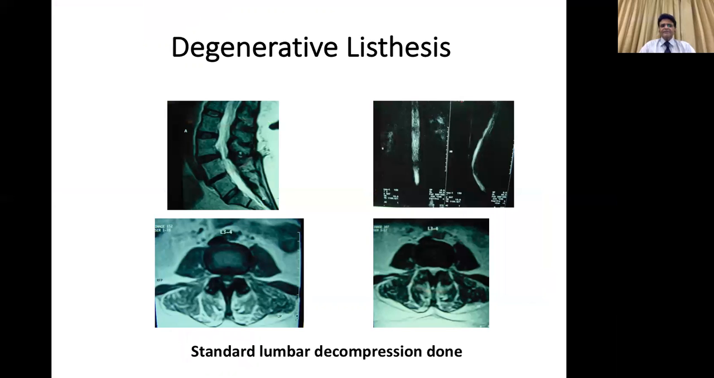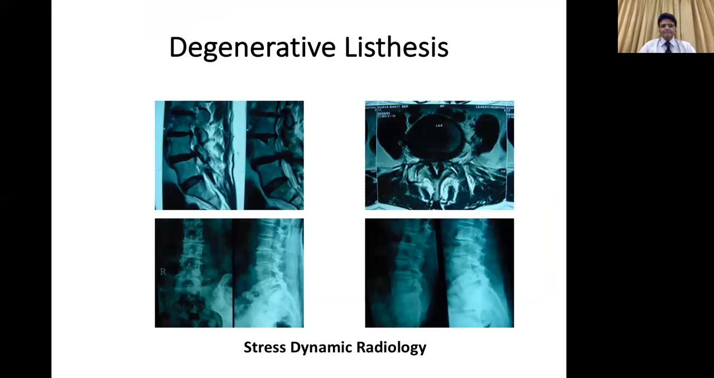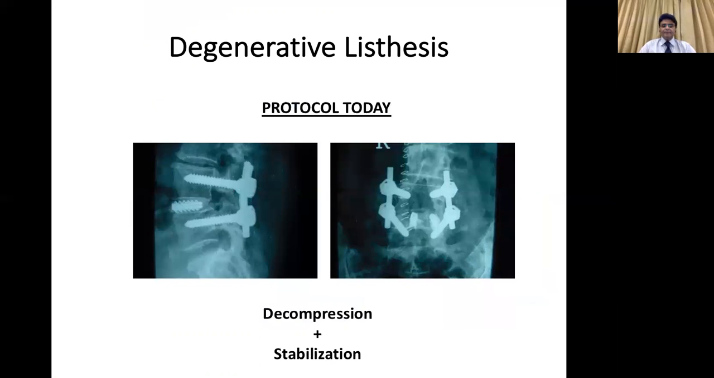Let's begin with degenerative listhesis. You could have done a standard lumbar decompression, but having said that, that lumbar decompression didn't work, ended up with a bigger listhesis, and we had to do an instrumented fusion, a redo at the end of 3 years. We did stress dynamic x-rays in degenerative listhesis, found that they are mobile, and we put in fusion devices, interbody, PLIF or TLIF.